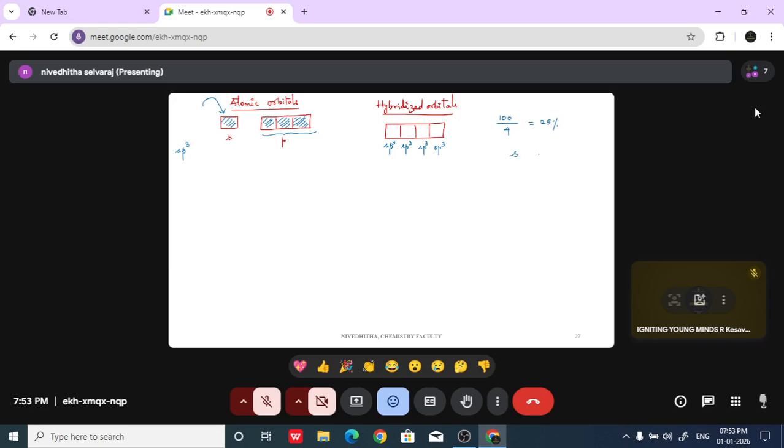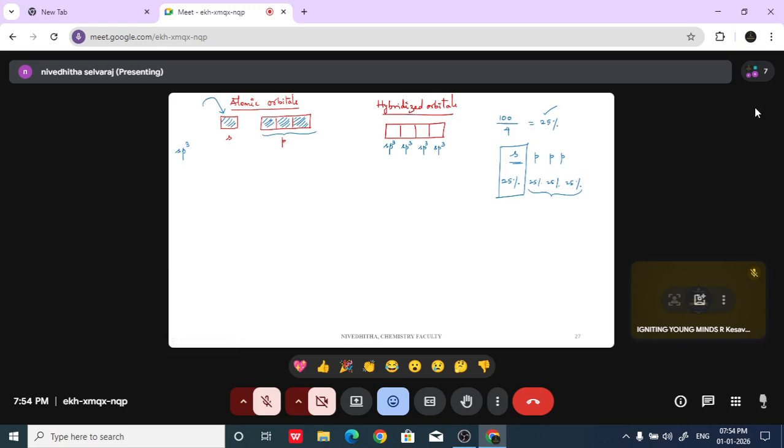So I have one s orbital and 3 p orbitals, and each orbital is contributing 25% for the character. So 25% each. So what is the percentage of s character then? 25%. And what is the percentage of p character? 25 plus 25 plus 25, which is 75%.